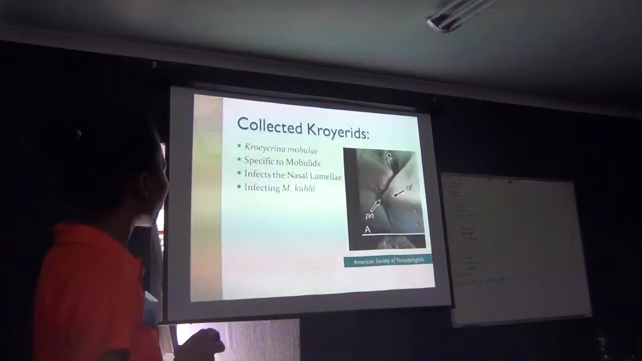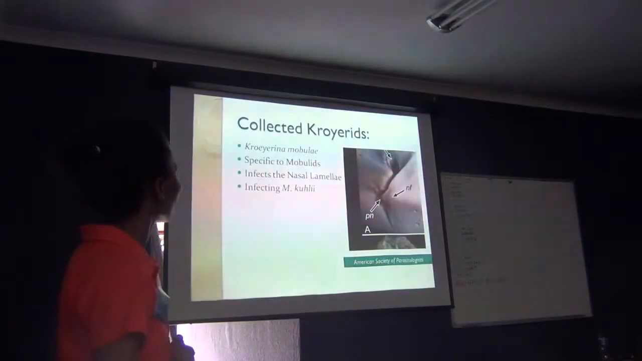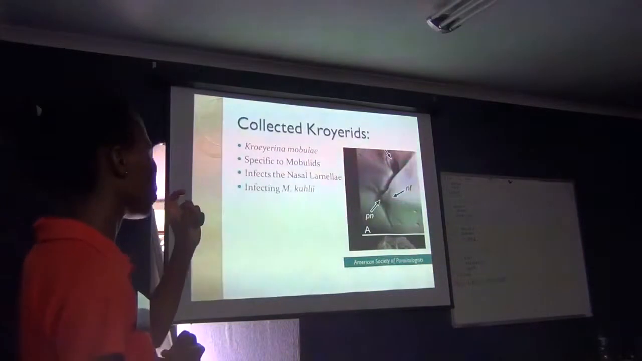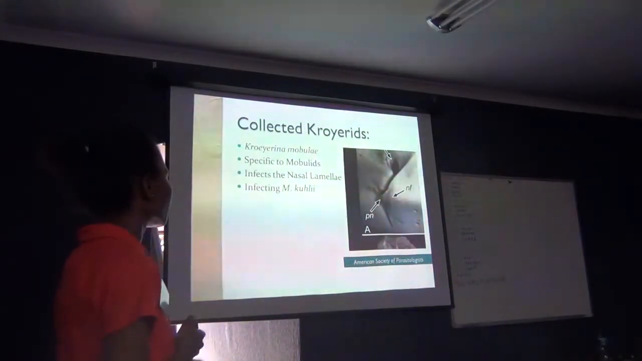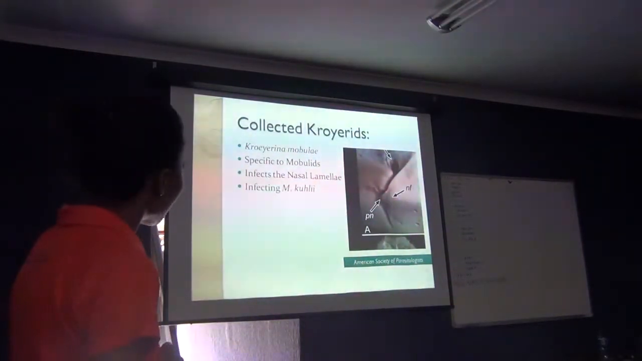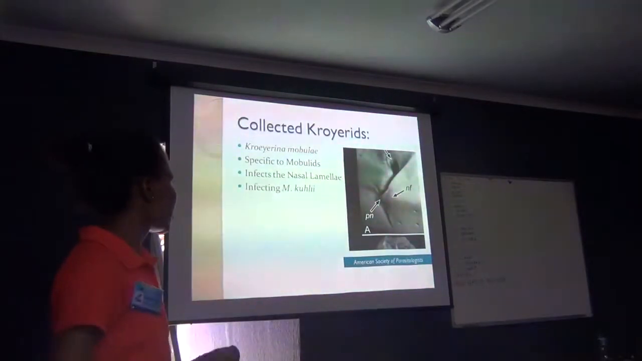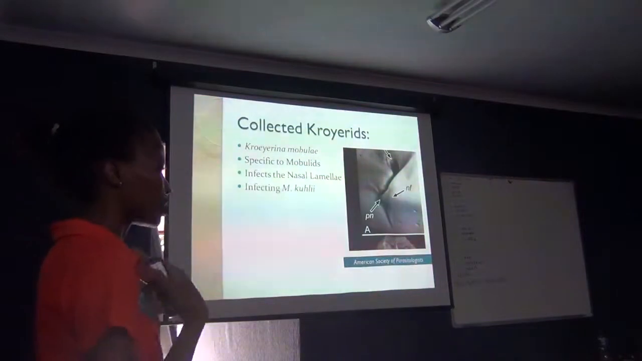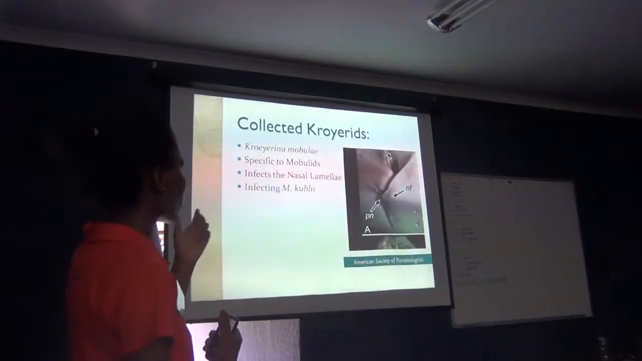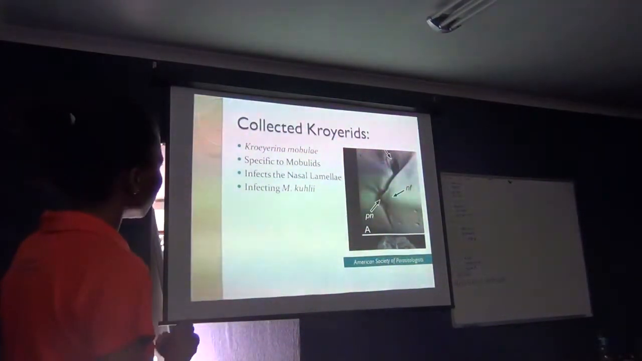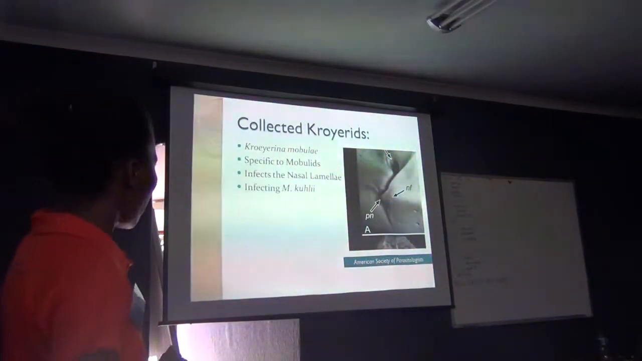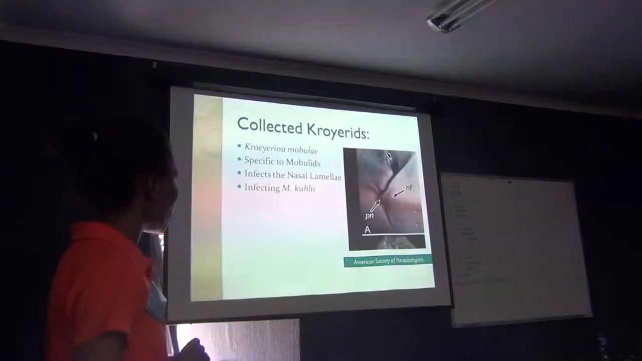And then in the family Groyeridae, we were able to identify Groyerina mobile. Unfortunately, I couldn't find a picture of this one. It's a very small little copepod, so it's very hard to get a picture of it. They are also specific to mobulid rays, and what's interesting about them is that the other ones infect the gills and the body surface and everything. These ones infect the nasal lamellae, just to show you where they embed themselves. They're very small. And we found them infecting Mobula kuhlii.